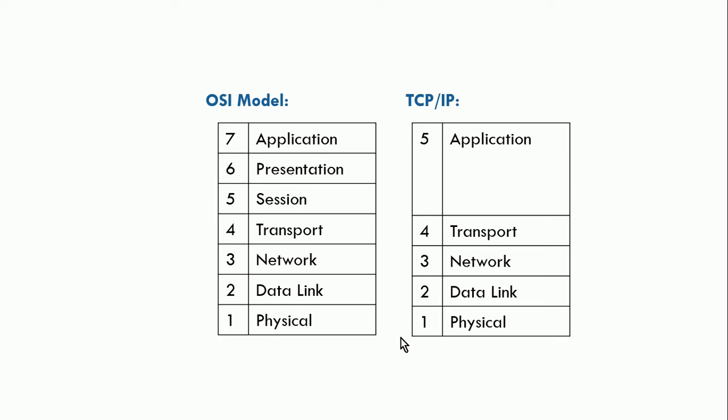One of the things that a lot of textbooks get wrong, that I want to make clear, is that a lot of textbooks will tell you that the TCP/IP model is derived from the OSI model, and that is not correct. TCP/IP is its own model.